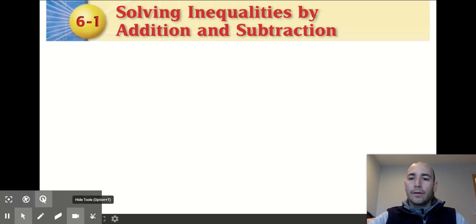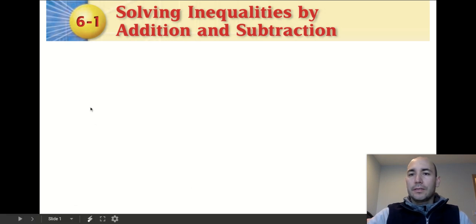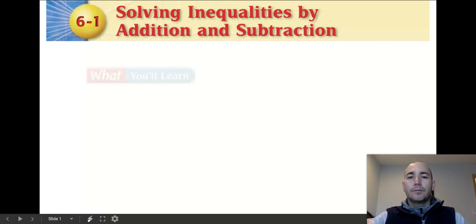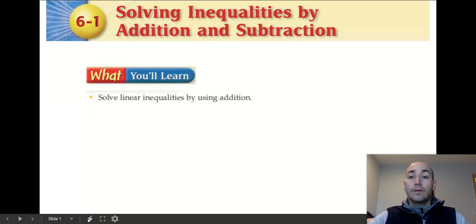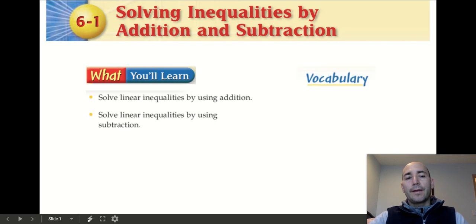All right, so today we are going to be working on Chapter 6, Lesson 1. We're going to be talking about solving inequalities by addition and subtraction. So we're going to learn how to solve linear inequalities by using addition, and we're going to solve linear inequalities by using subtraction as well. Some vocabulary to keep in mind is set builder notation. And so this is just a specific way they're going to be writing the solutions.